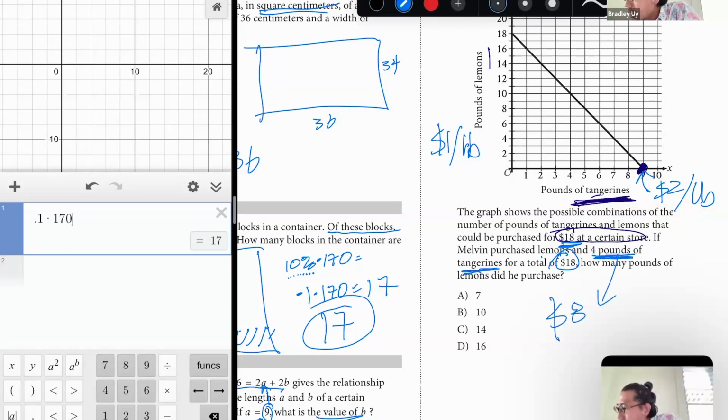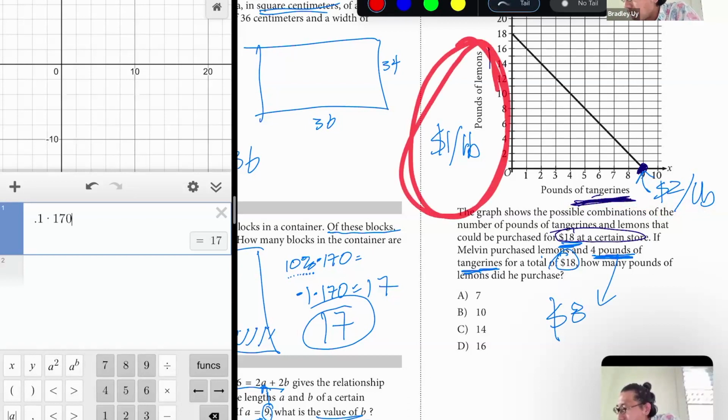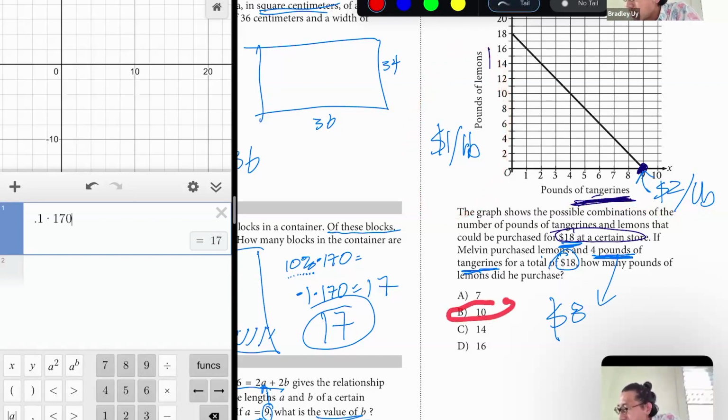And that would leave us $10 to spend on the lemons. Okay, and lemons are $1 per pound, which tells us we spent 10, which tells us we bought 10 pounds of lemons. Okay, because lemons cost $1 per pound, and we have 10 more dollars to spend between these two. So the correct answer is B.